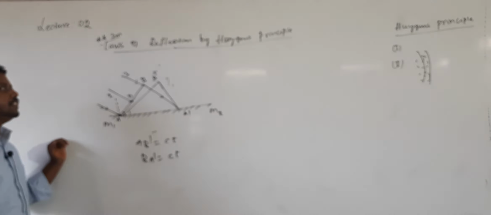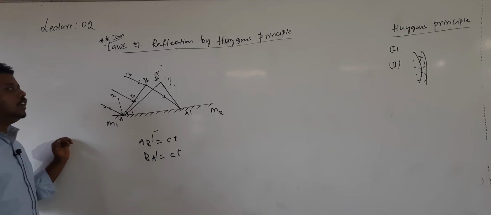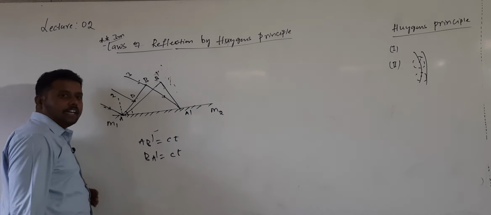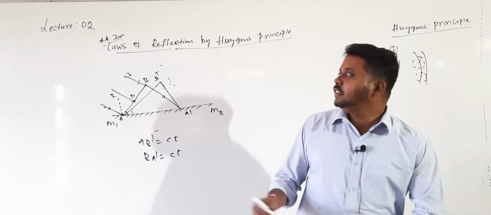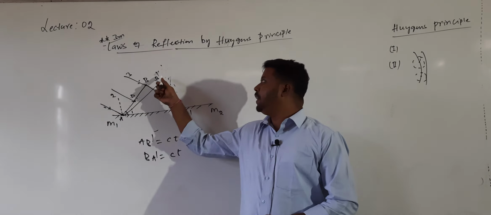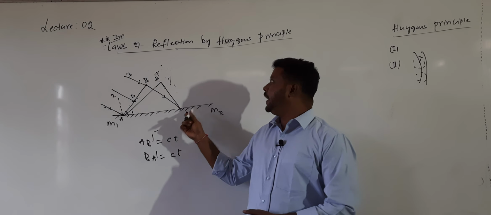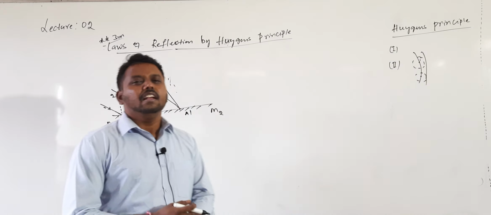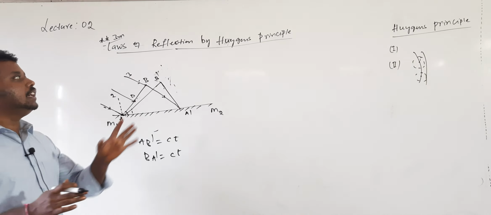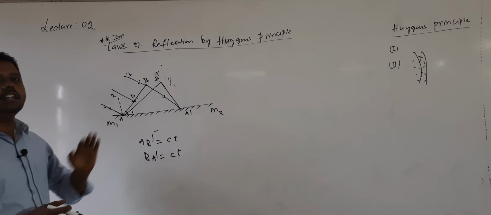Are you getting it, students? Once listen. Now what is A dash B dash? A dash B dash is the new present position of the wave. What is the previous position? AB. What is the new position? A dash B dash. Our total derivation is completely based on the diagram.